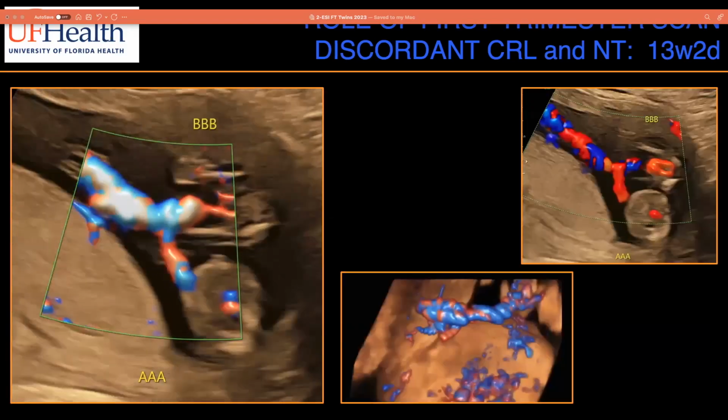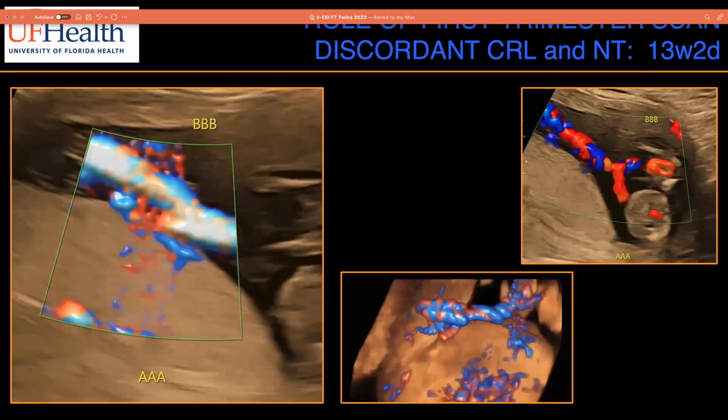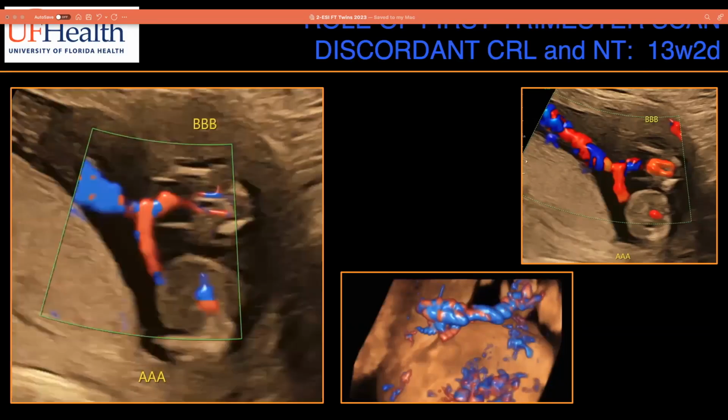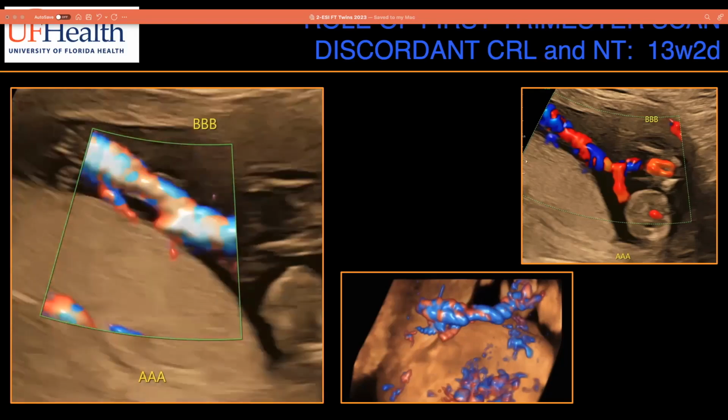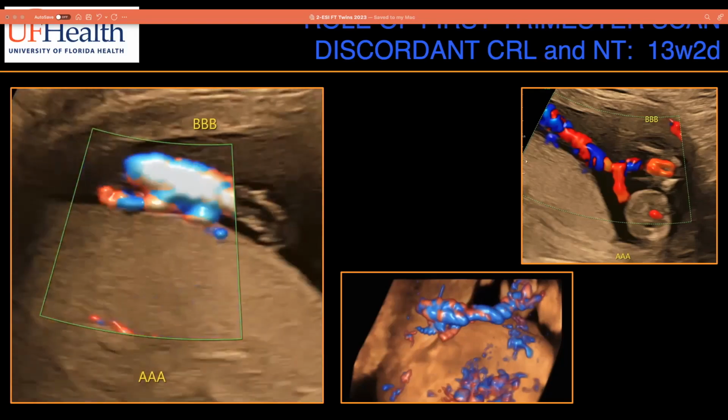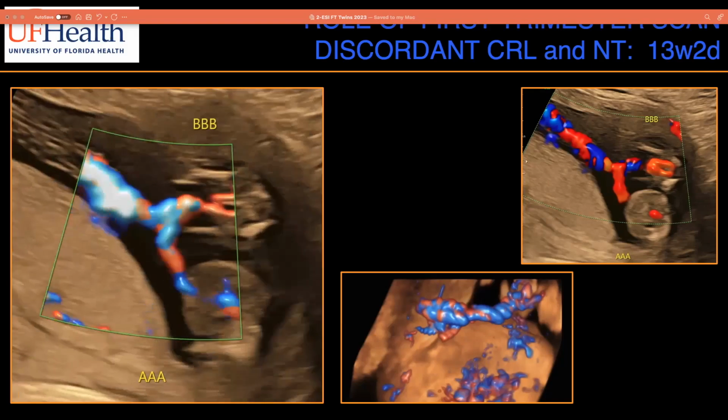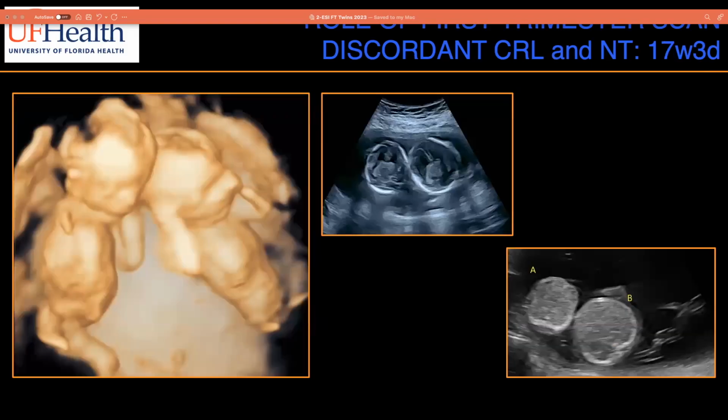And here is another discordant for CRL and NT. You can see these have an entangled cord. Those were mono-mono, and they did have significant complications later on in pregnancy.